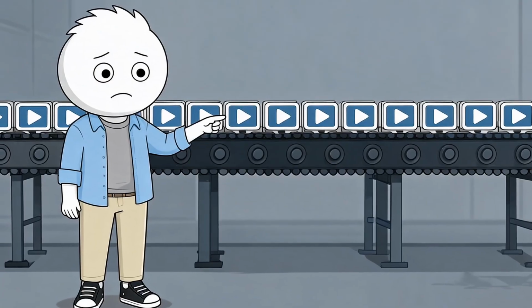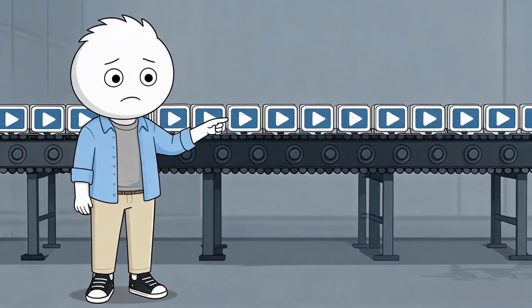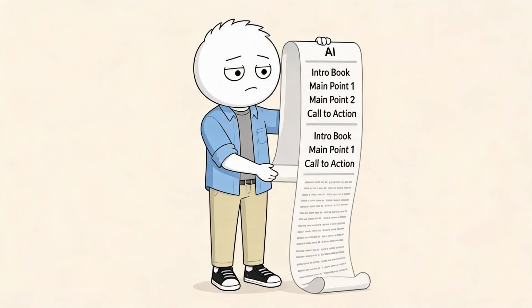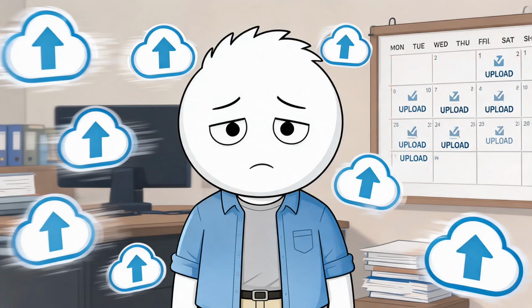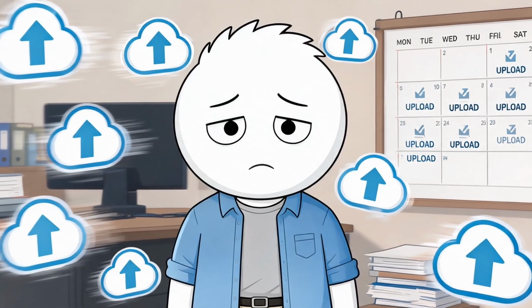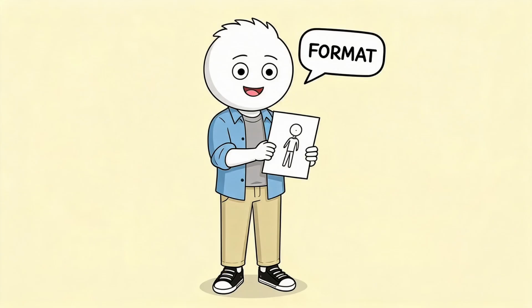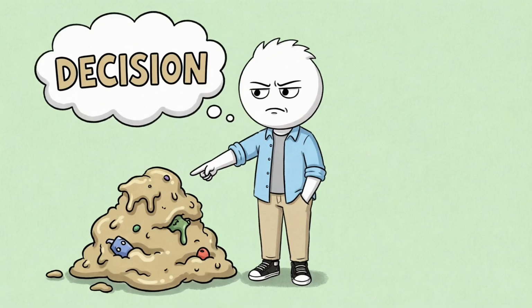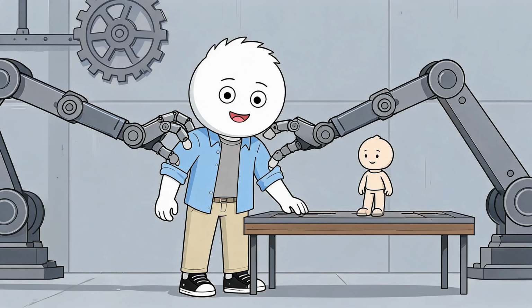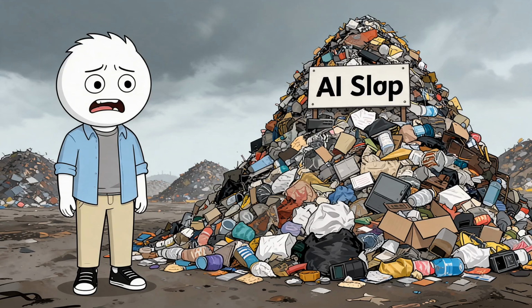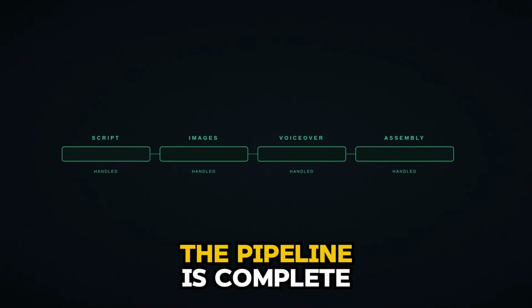The problem starts when the whole channel feels mass-produced. Copied ideas and thumbnails. Generic templated AI scripts. Uploading 3 times a day just because you can. That is the real risk. Because a Stickman is just a format. Slop is a decision. And when automation starts choosing what you make, you are not scaling a channel, you are scaling garbage. The pipeline is complete.